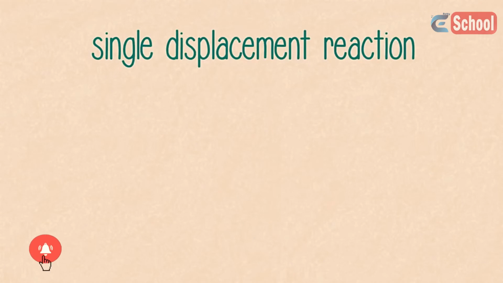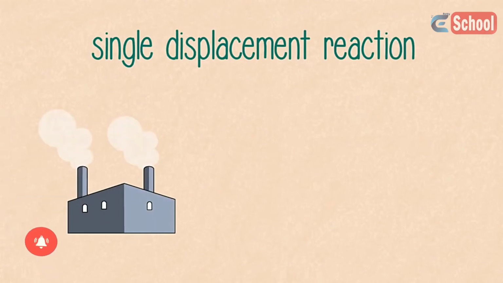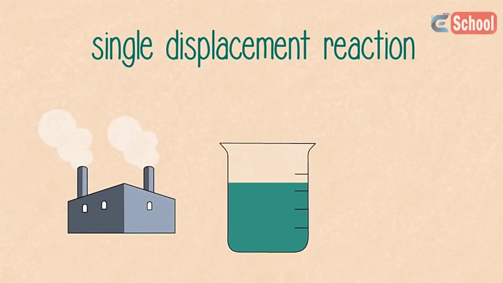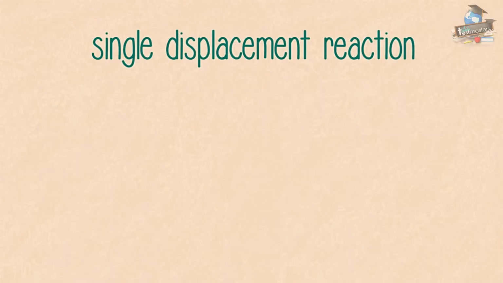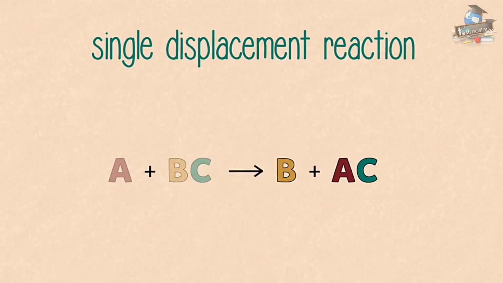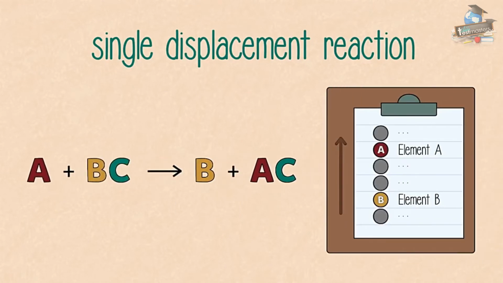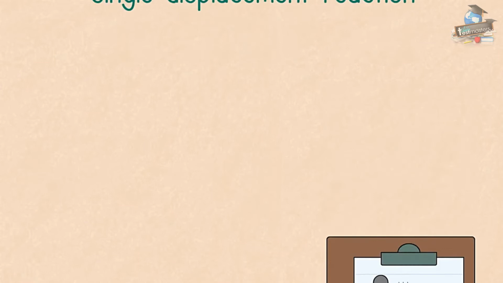This is often of importance in industry as it can be used to obtain pure forms of valuable metals from their compounds. A single displacement reaction is a reaction whereby one element displaces another within a compound. The key idea here is that a certain element can only displace another in a compound if it is more reactive. Here is an example.